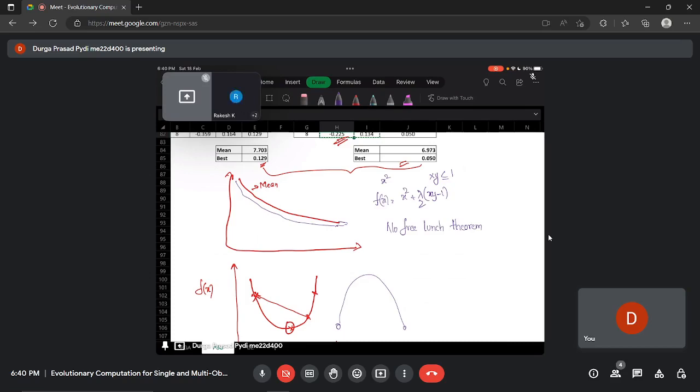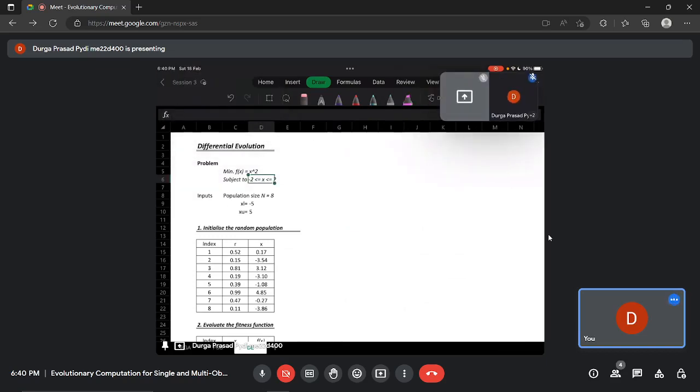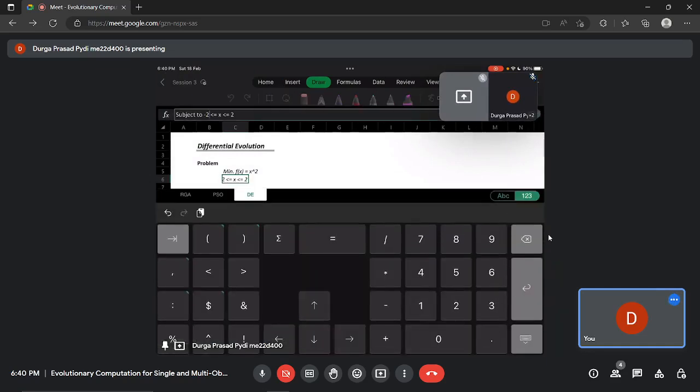Okay, then we'll go to the next part. After particle swarm optimization, the next set of lectures discusses differential evolution. We'll just go through the example to understand how this particular technique works. So we'll consider the same problem again. Sorry, one second. These limits are -5 to 5.